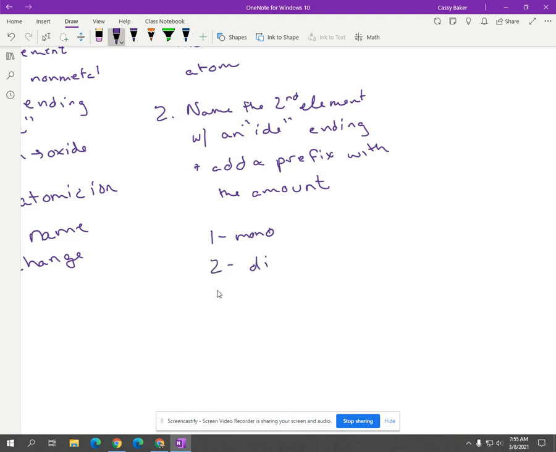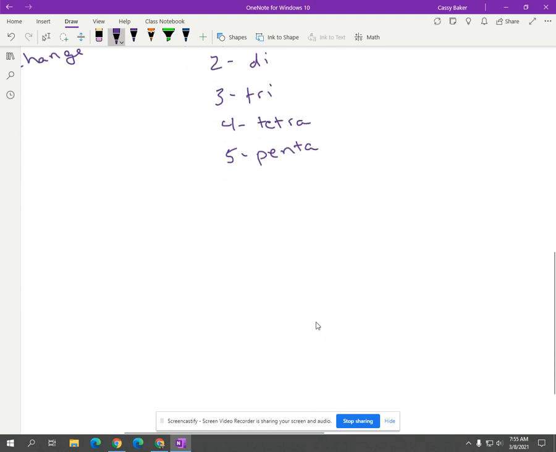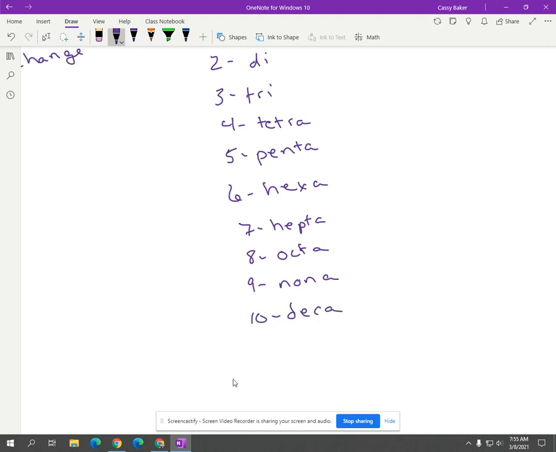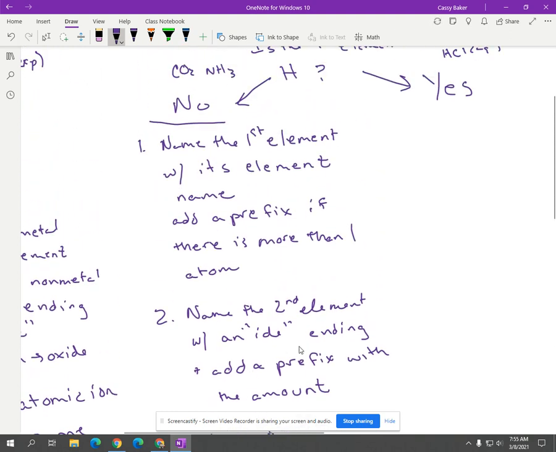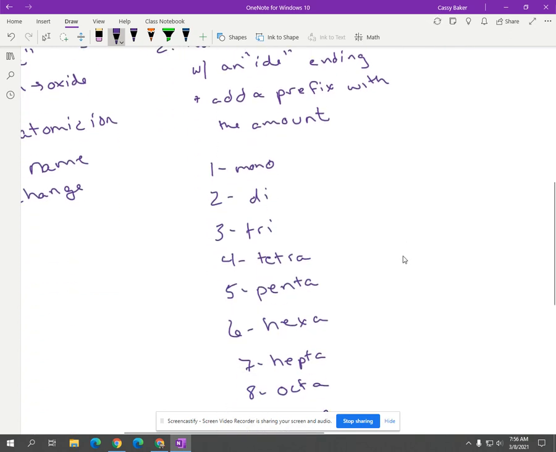So 2 is di. 3 is tri. 4 is, I just tried to mess it up here. It's not quad like it is in math, it's tetra. So tetra. 5 is penta. Let's see. 6 is hexa. 7 is hepta. 8 is octa. 9 is nona, and 10 is deca. Now, we're not going to go past 10 in our class. Now, remember, we're naming very simple covalent compounds. When you move on in chemistry, if you move on in chemistry, you'll learn how to name organic compounds, which has its whole own set of rules, but we're not going to do that here.